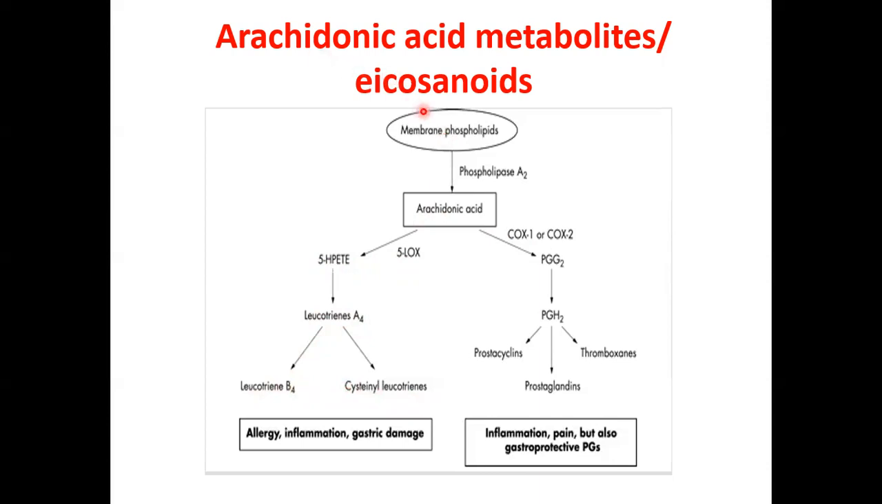So, to summarize: the membrane phospholipids of the cell are converted into arachidonic acid by phospholipase A2. The COX-1 and COX-2 enzymes then work on arachidonic acid to give the intermediates PGG2 and PGH2, and then the prostacyclins, prostaglandins, and thromboxanes. These are chemical mediators. In the same way, the lipo-oxygenase enzyme acts to give 5-HPETE, leukotriene A4, leukotriene B4, and the cysteinyl leukotrienes.